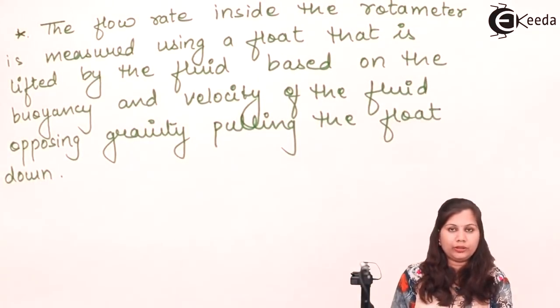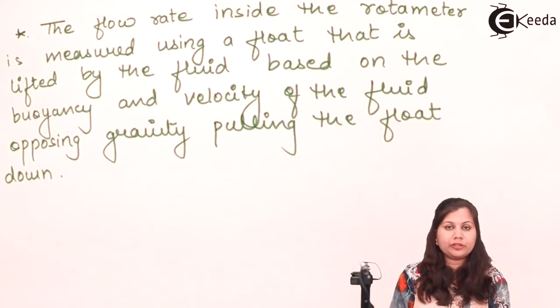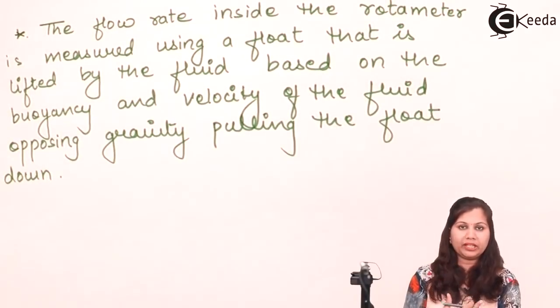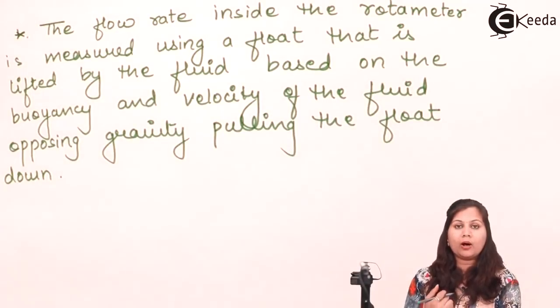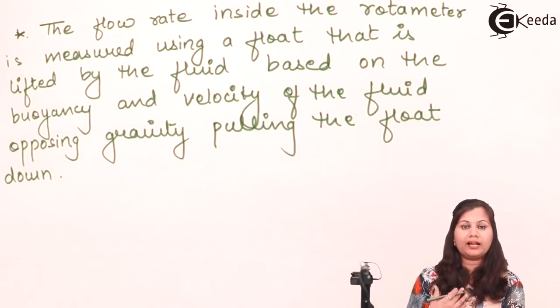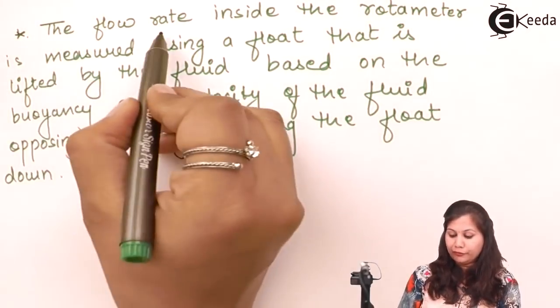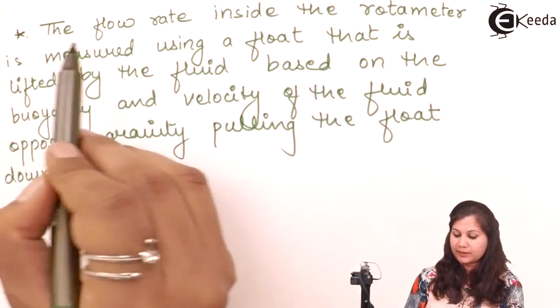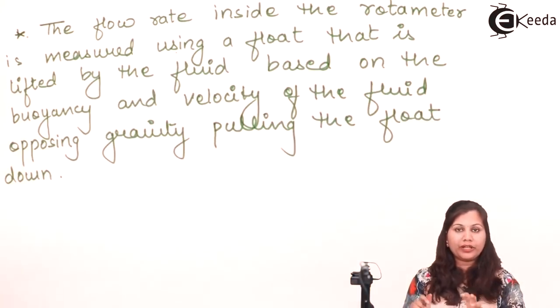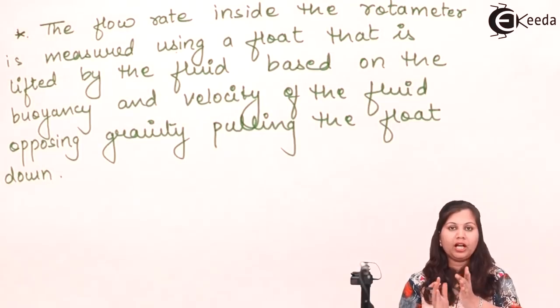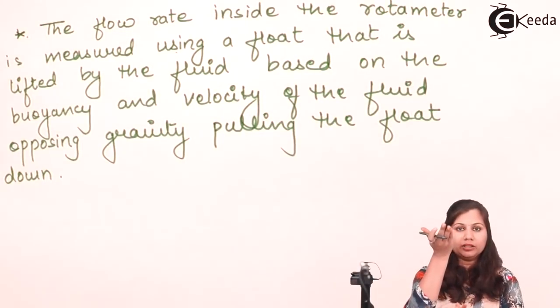As I have said, in rotameters the flow rate is measured by measuring the change in the cross-sectional area, and the change in cross-sectional area occurs because the fluid is flowing in the pipe. Now what is the cause of the change in the cross-sectional area? The flow rate inside the rotameter is measured using a float. So in rotameters, we have a tapered tube, and in that tube we have a float. As the fluid starts flowing, the float also rises up in the tube.